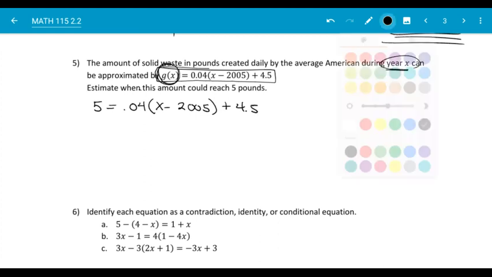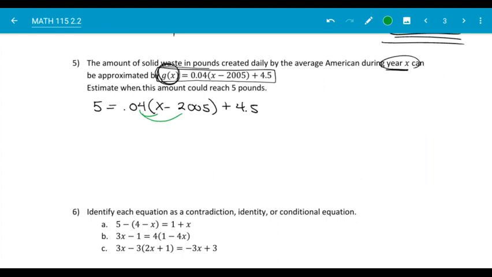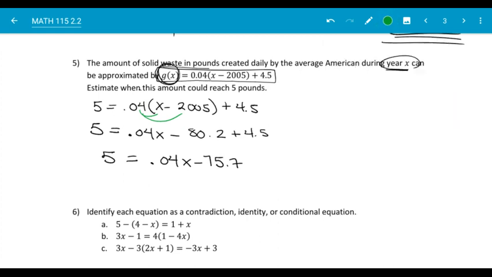So if we distribute first, we would have 5 equals 0.04 times X minus, if we put in 2005 times 0.04, we get 80.2, and plus 4.5 that was still back there. So when we combine that, we've got 5 equals 0.04x minus 75.7. What I did there was just combine those two like terms.